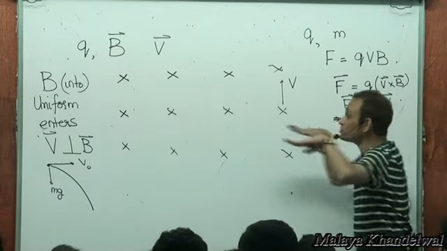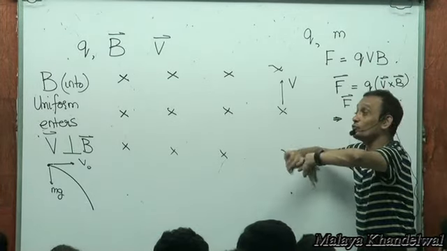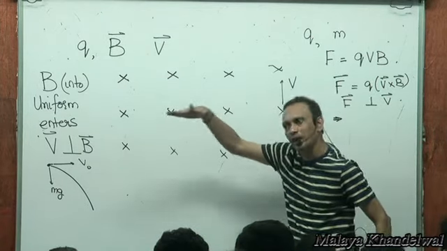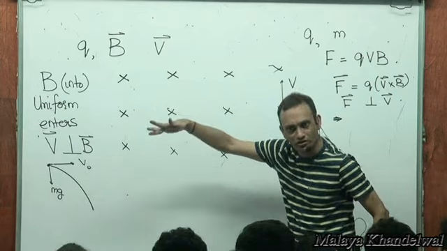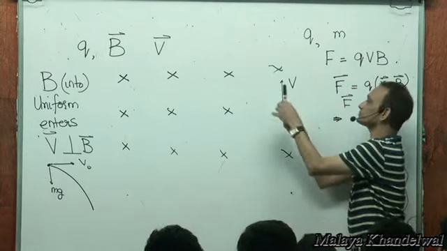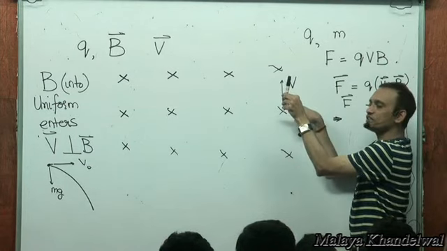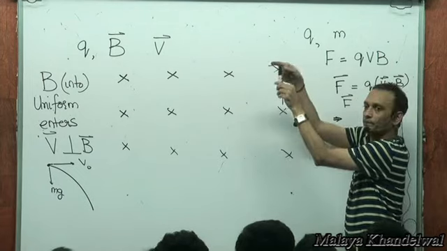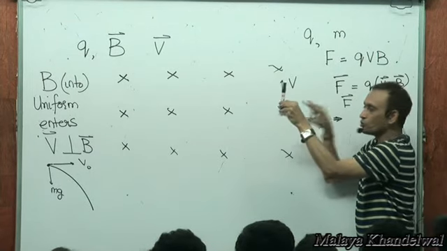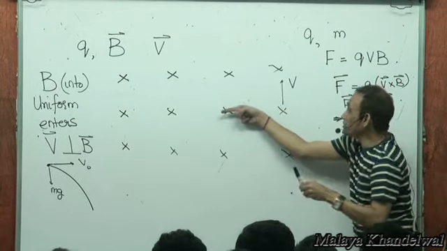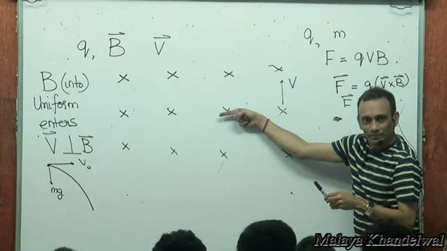The direction in which this force acts would help us locate the center of the circle, because F will always pass through the center of the circle, the centripetal force. Yes or no? Now in this case, v is like this and B is into the plane of the board. So v cross B would be in that direction. This is v, and B is like this. So v cross B would be in this direction. So the center of the circle will lie somewhere there, right?